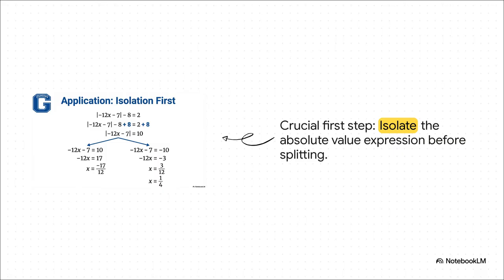Let's try it out. Now looking at this, your first instinct might be to split it. But wait, remember step 1? Isolate. That -8 is outside the bars, so we have to get rid of it first. Add 8 to both sides. Now we have the absolute value all alone, and it equals 10. Now we can do our split. One equation equals +10, the other equals -10.